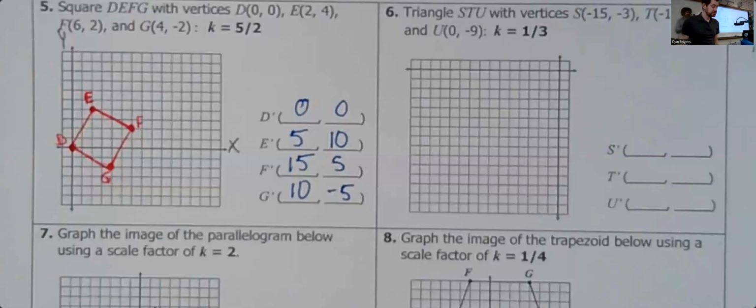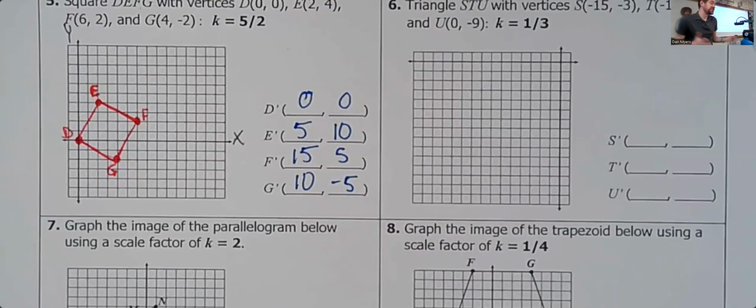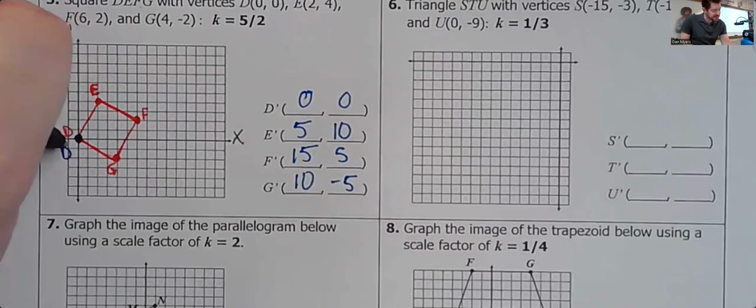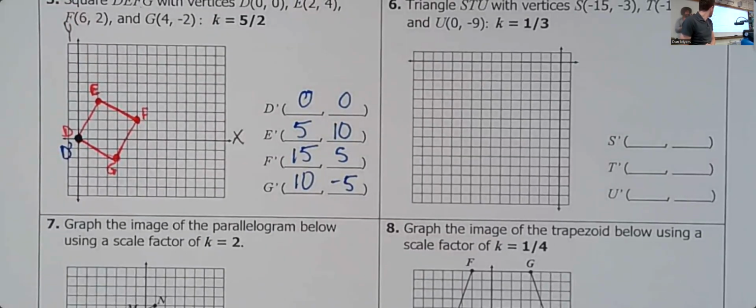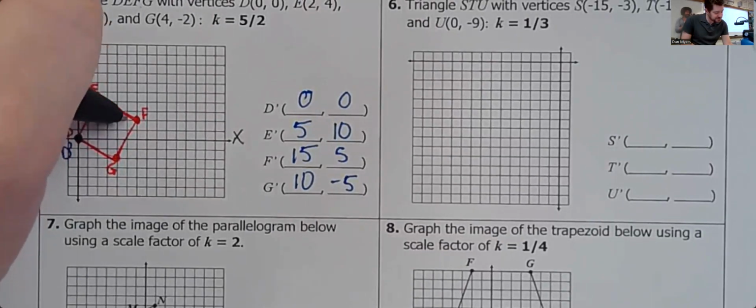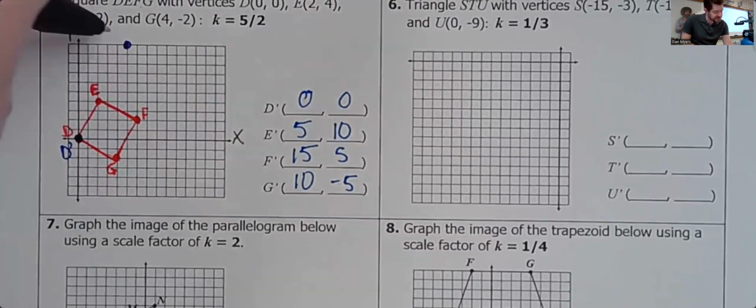So we're gonna have a square. Should be 5/2 times the size, which is 2.5 times bigger. Starting in the same place though. So D prime and D share a point. E is at 5, 10, so that would be right 5, and then 1, 2, 3, 4, 5, 6, 7, 8, 9, 10. So that's up to the top. There's E prime.